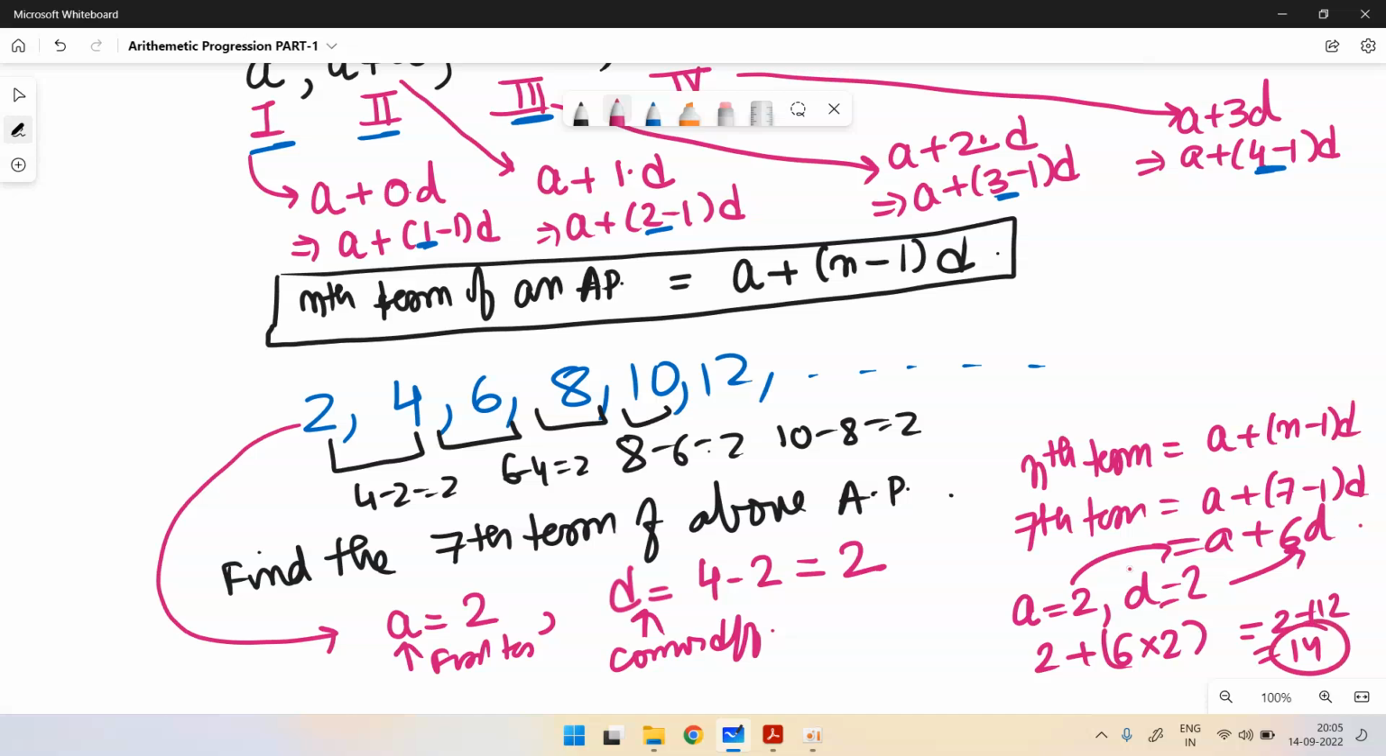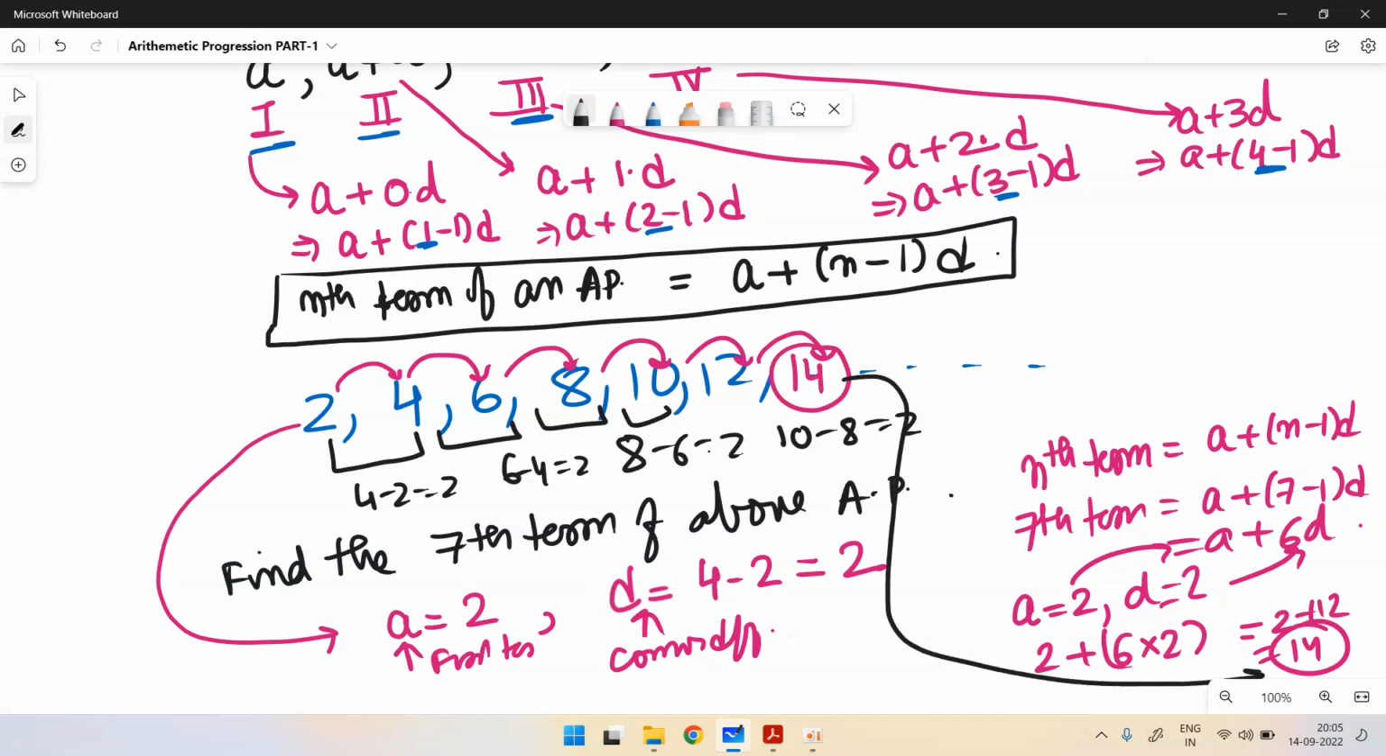Now even if you calculate, this is 2, 4, 4 plus 2, 6, 6 plus 2, 8, 8 plus 2, 10, 10 plus 2, 12, and 12 plus 2 is 14. So from this formula, I've directly got the answer that this is 14. So the seventh term is 14.